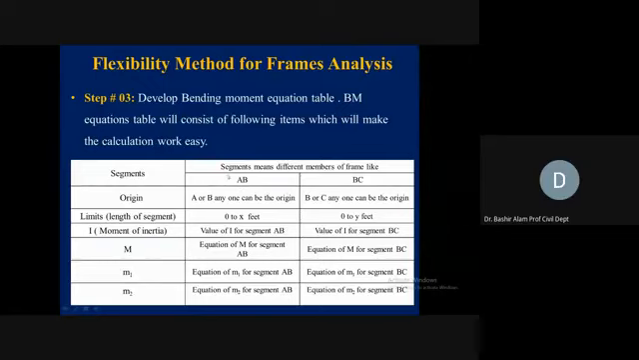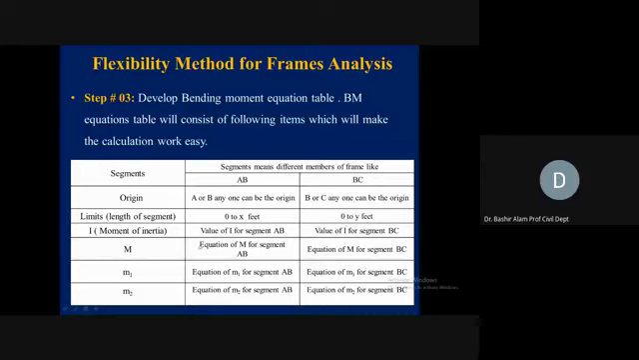Now here we are writing the segment. Origin, let's say from A to B or B to A, where you are taking your origin and how you are going to progress. Limits, the starting point and ending point where this equation is going to be applicable. I, whether it is I, 1.5I, or 2I, you need to write the value. Similarly, for the other segment BC, you need to do the same.